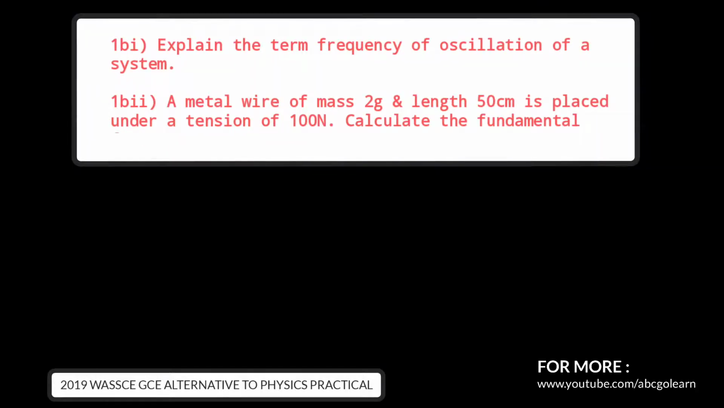Now, after we are done with 1A, we have to do 1B also. That's how you can get all the marks that are allocated for that one question. Now, this 1B, we were told to what? To explain the term frequency of oscillation of a system. After the alternative to practical, you have to sit back and think on what you've known about that very topic, the frequency of oscillation of a system.